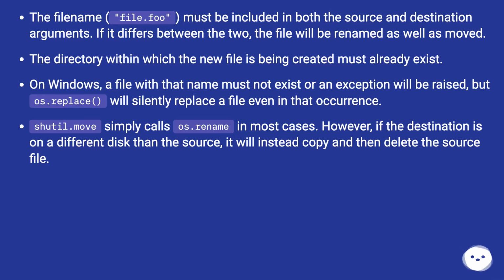shutil.move simply calls os.rename in most cases. However, if the destination is on a different disk than the source, it will instead copy and then delete the source file.